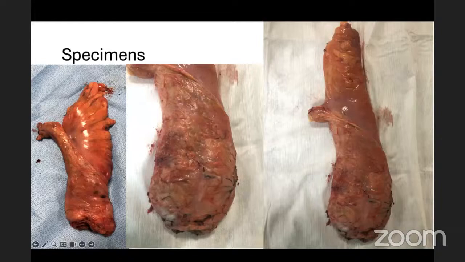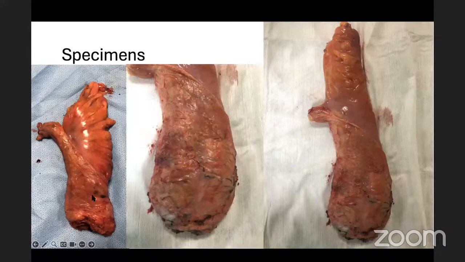So then the specimen comes out. You've got to have a look at the specimen and see what the quality of the mesorectal dissection is. These are some of our specimens. You can see this is a very low anterior resection, and the mesorectal fascia is intact. There are no breaches in it. So this is a good quality mesorectal excision.